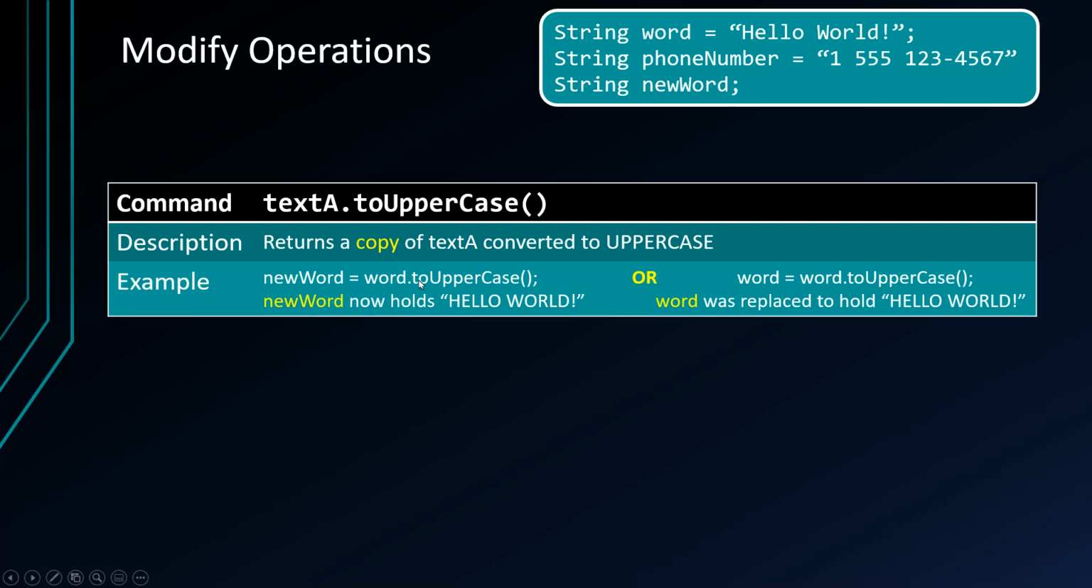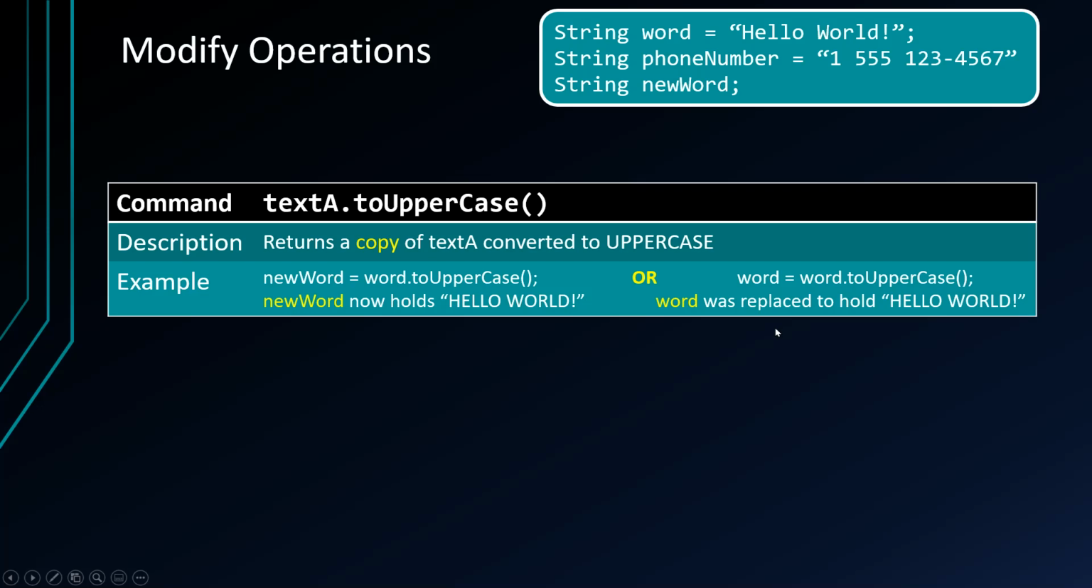So what I've done here in the 2 examples is in the first one, I stored it in a new variable, new word. So I said new word is equal to word.toUppercase. So that means that new word holds hello world in all caps. But word still holds its original version. It hasn't been changed. The alternative is to say word is equal to word.toUppercase. Now the original variable has been replaced to hold the new value of all caps hello world. So that's the difference between storing it in a new variable and overwriting the data.